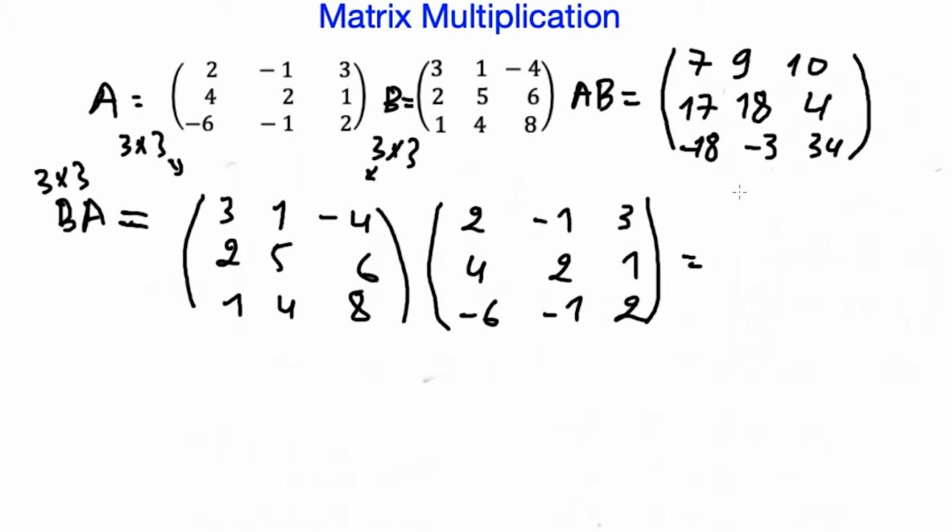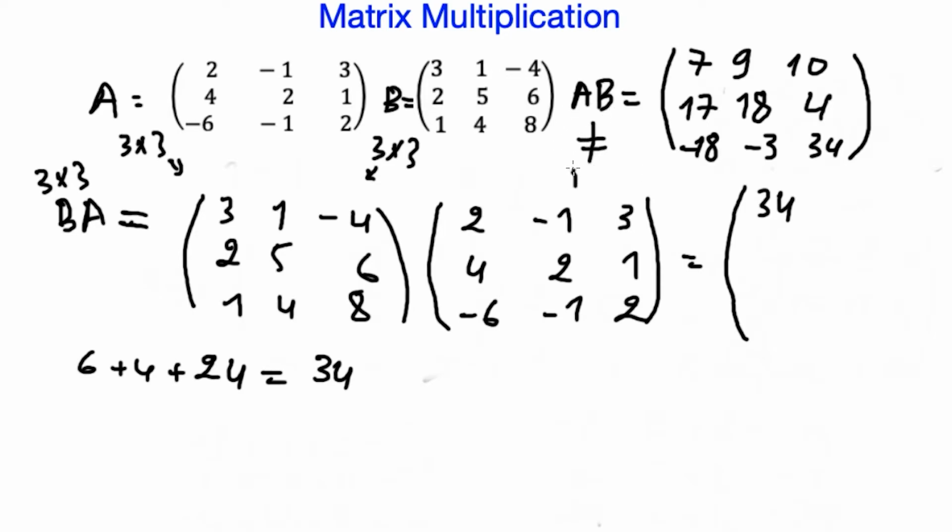This equals a matrix. Here for this entry is this row times this column, so it is 3 times 2, which is 6. 1 times 4 is 4. Minus 4 times minus 6 is 24. So this is 10, so it is 34. So we can say directly that the two matrices are different. So AB here is different from BA, because this entry is different from this, and we don't need to look at the other entries, because once one of them is different, that means the matrices are different.